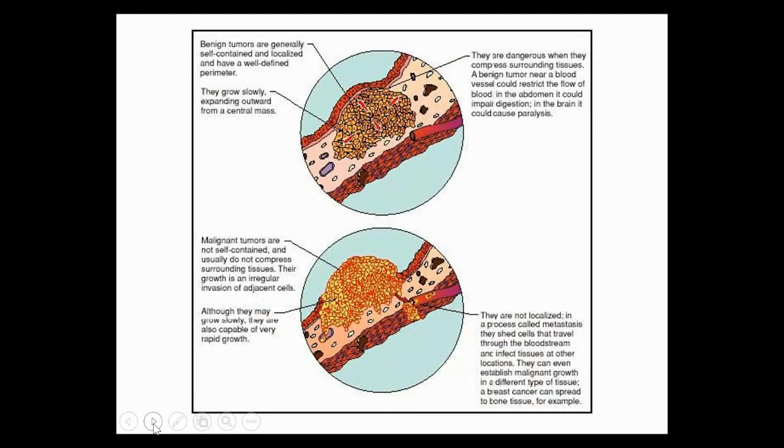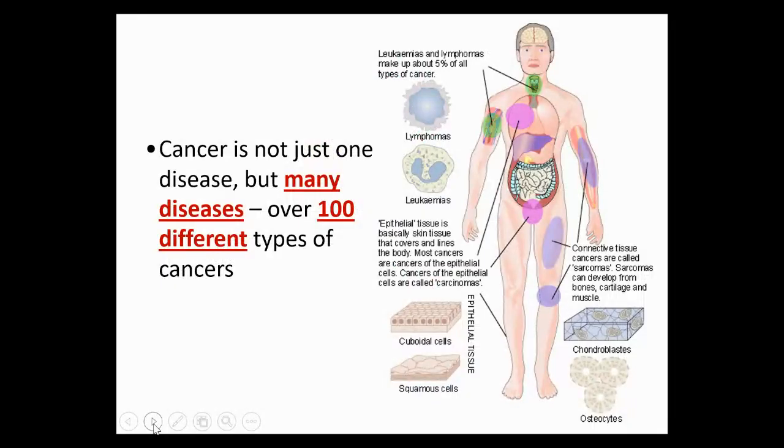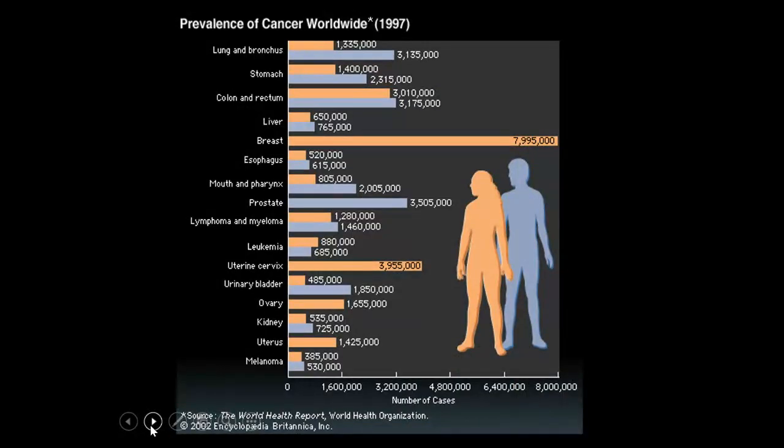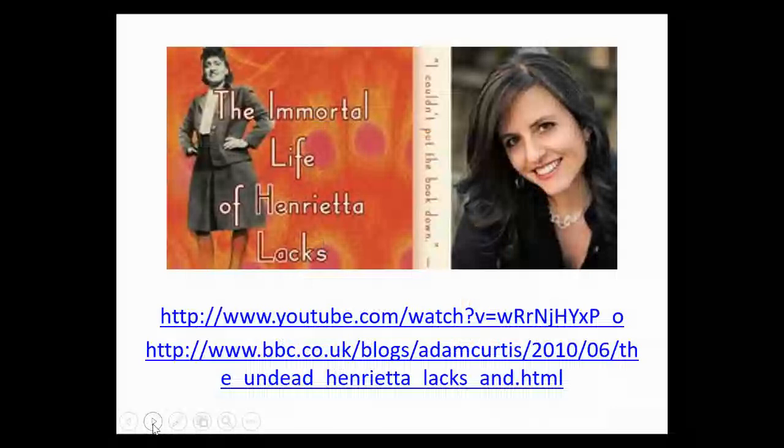This is just some more about cancer. Cancer is not just one disease, but many diseases, because there are over 100 different types of cancer. Prevalence of cancer worldwide. You can tell by this that breast cancer is a leading cancer, and breast cancer can occur in men and women.